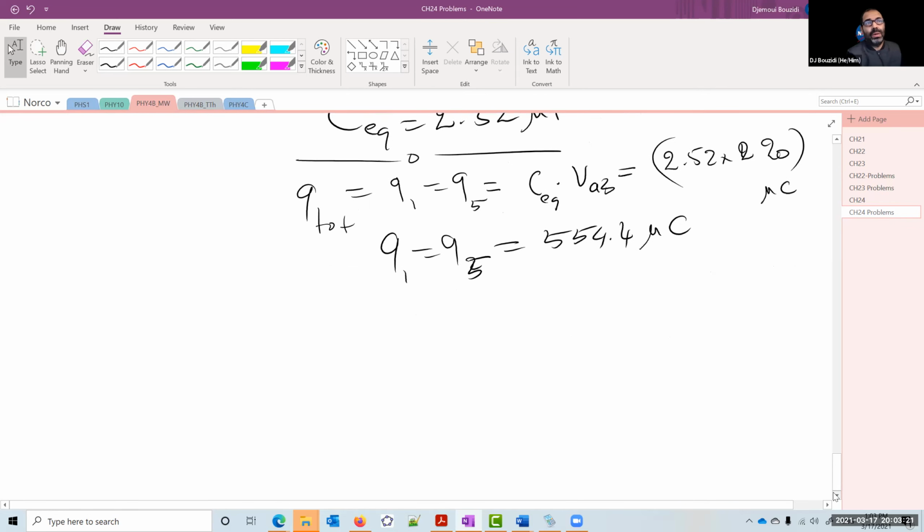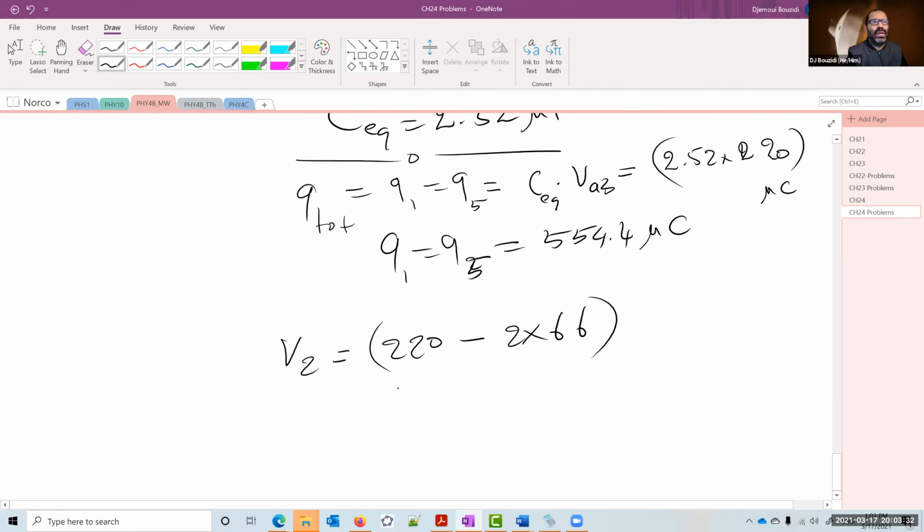So V2 now, they didn't ask me for V2, but I need V2. V2 must be 220 volts minus 2 times 66 volts. The answer has to be positive. It cannot be more than 220 volts too. So I'll have 220 minus 2 times 66. And the answer is 88 volts.